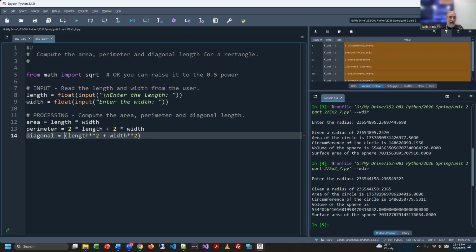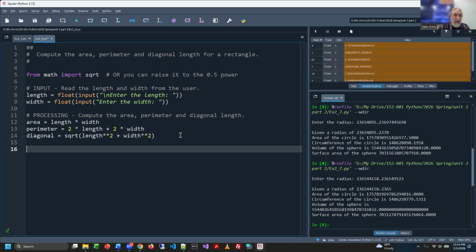Or if you wanted, you could take all that and raise it to the 0.5 power. That works too. And of course, the mathletes know that trick and normal humans don't. And eventually, you guys will be mathletes just by virtue of programming, or at least sort of mathletes. All right, so there's our diagonal calculation.